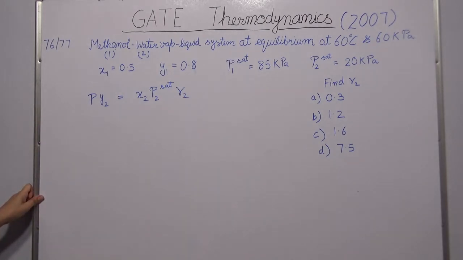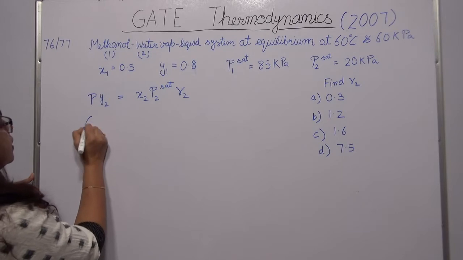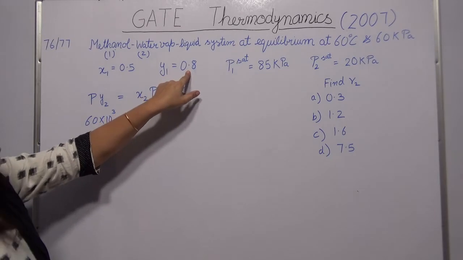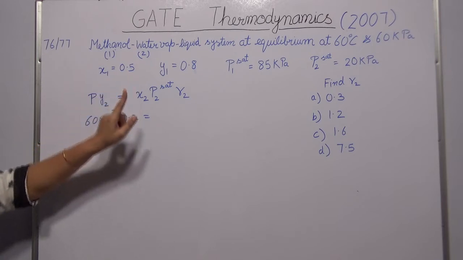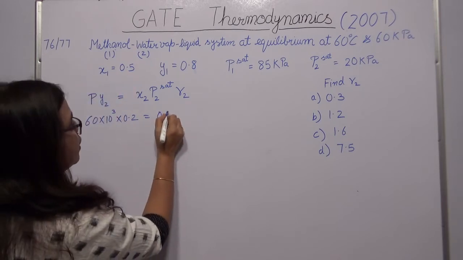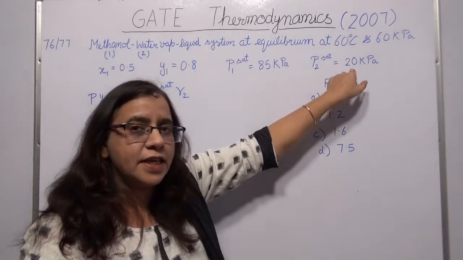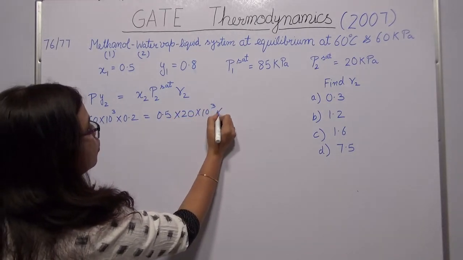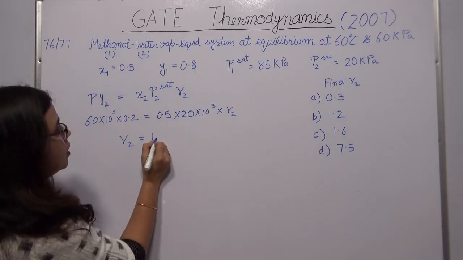Now let's see what are the variables which we know. The total pressure is 60 kilopascals, so 60 into 10 raised to 3. Since I know Y1 is 0.8, Y2 is 0.2. Now X1 is 0.5, so X2 is also 0.5. P2 saturation, that means the vapor pressure of water at 60 degrees centigrade, is given as 20 kilopascals. So multiply it. The only unknown in this equation is now gamma 2. So very straightforward problem. If I solve this, I get gamma 2 equal to 1.2.